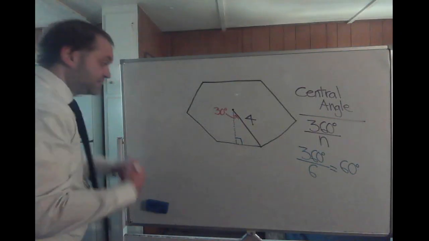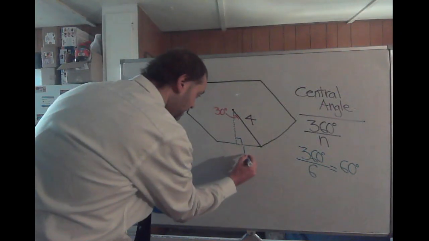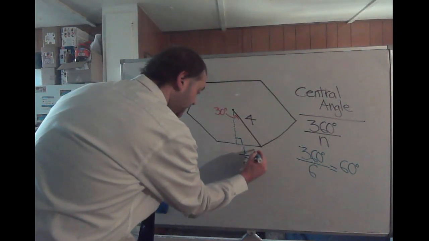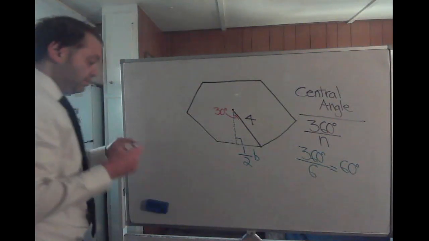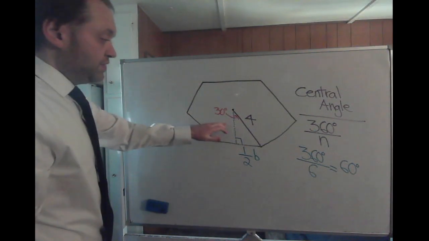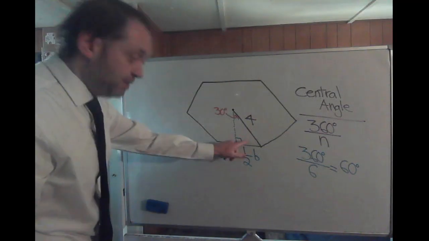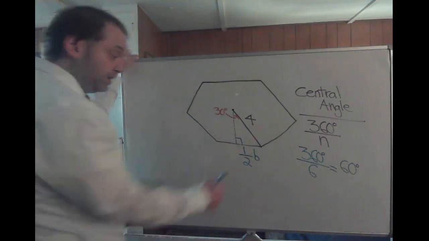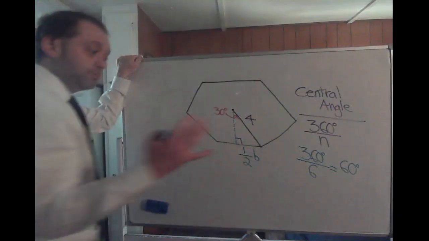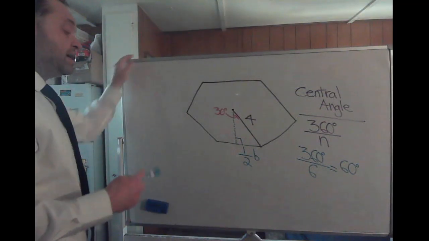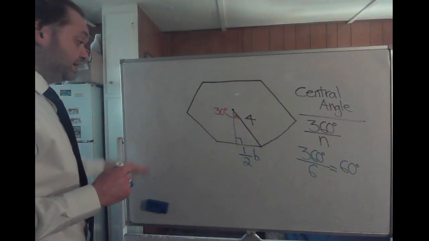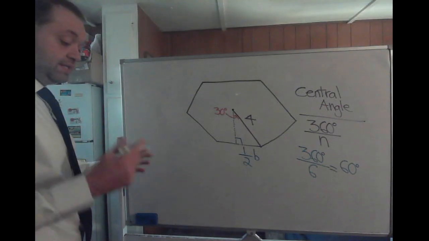We're going to call this length of the base here half of b, because this altitude, the apothem, also bisects this base. So what you're really getting is only half the length of the base, right? Now we can go ahead and solve for these lengths.